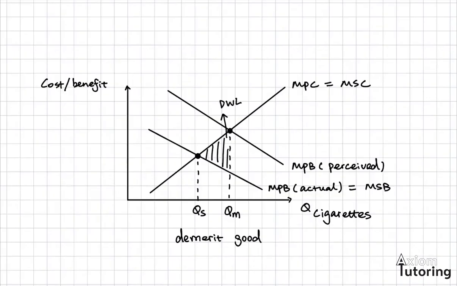Well, in conclusion, a demerit good is overconsumed because consumers underestimate their own private costs or overestimate the benefits. Unlike negative consumption externalities, the focus is not on the harm imposed on third parties, but instead, the market failure arises because consumers make decisions based on imperfect information or behavioral biases.